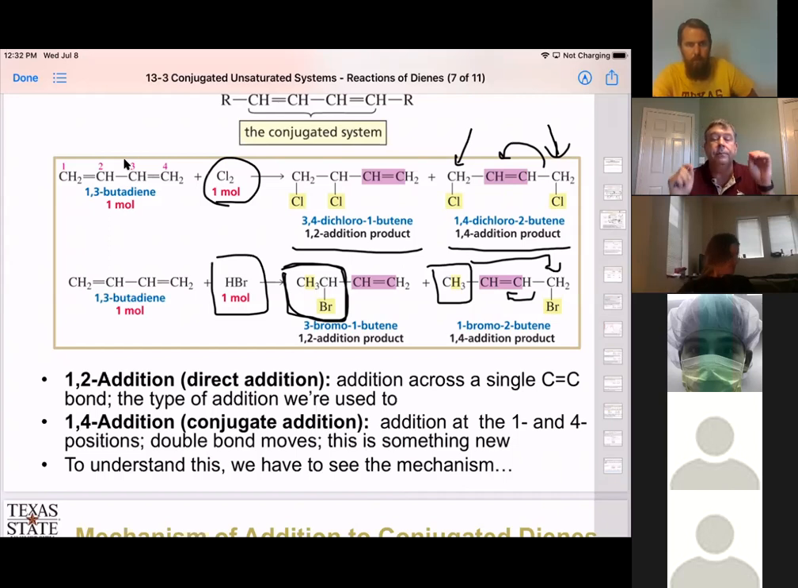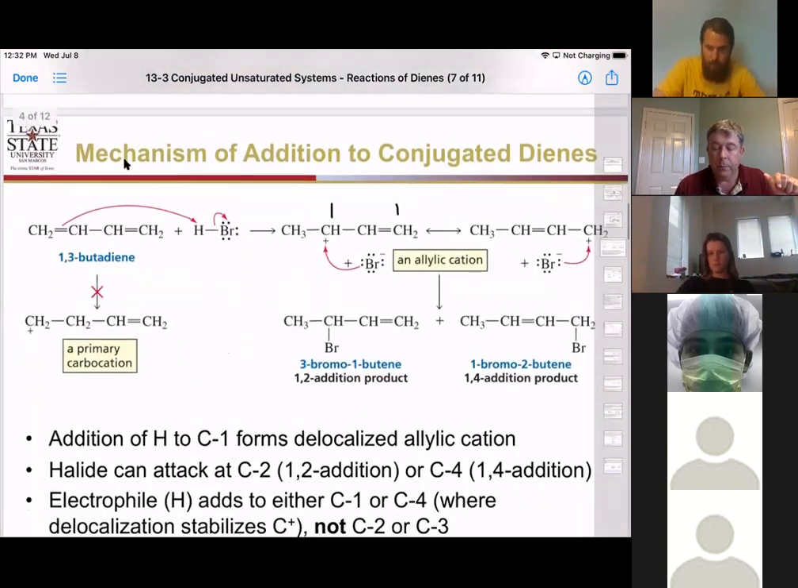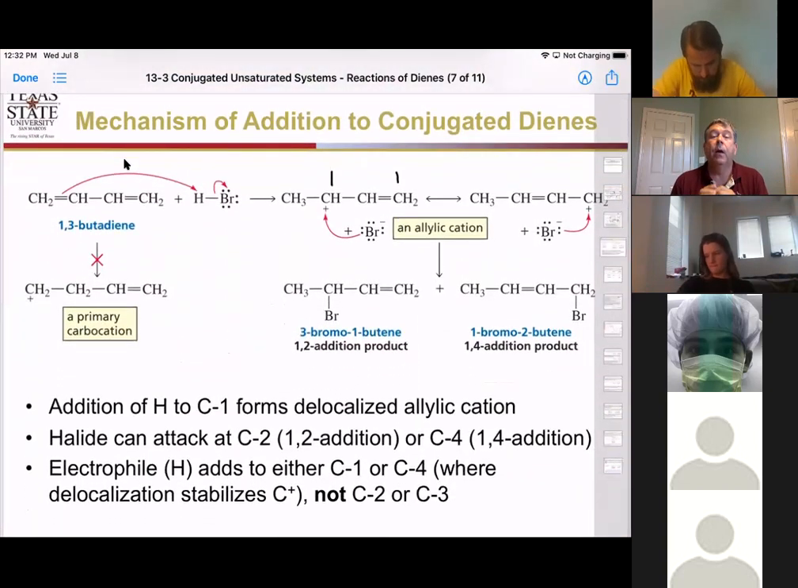Okay, so why does that happen? Well, let's go to the next slide here. The reason it happens is because of our carbocation formed. Just like in every other reaction, the first thing that happens is the electrons from the double bond reach out and grab at that hydrogen and create a new sigma bond. When those electrons do that, it wants to generate a carbocation, and it's going to generate the most stable carbocation it can. And so in the first step, it forms our carbocation on that adjacent carbon.